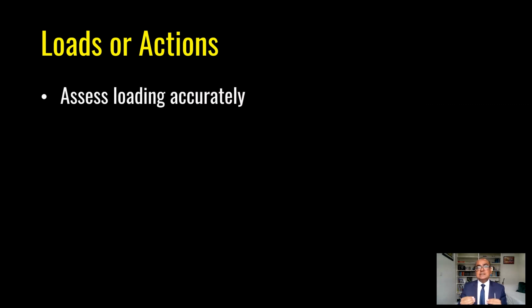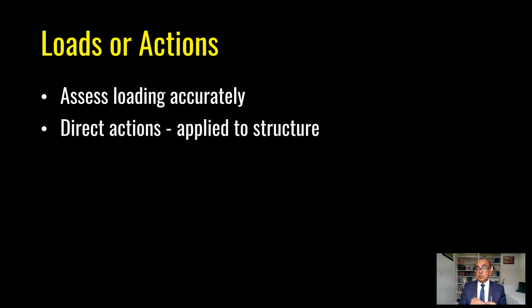First, loads or actions. We have to assess loads really properly and precisely to be able to design any civil or mechanical engineering system. The loads can be direct loads or direct actions, which are applied to a structure. If a point load is applied to a structure, that is directly applied to the structure. For example, if this is a simply supported beam and I am applying a point load, by point load I mean that if a beam is resting on another beam, that will cause a point load.